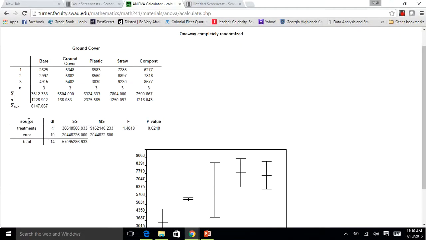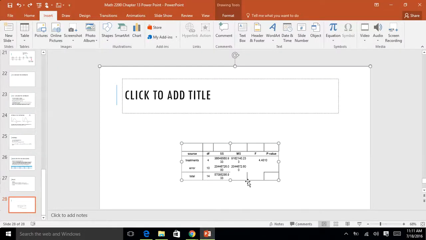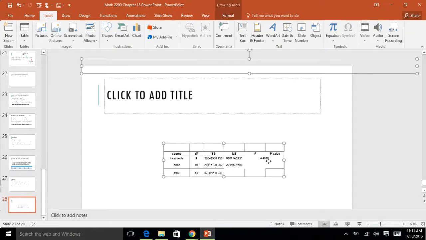Okay. So, I'm looking at my sources. I've got my whole table. So, degrees of freedom for treatments is 4. Degrees of freedom error is 10. I've got my SST, SSE, MST, MSE, my F value, and my P value, okay? So those are important. All right, I put them there. They don't look very good. So just be careful when you do that, they might not look that good. I'm going to go ahead and just take it off because it looks really bad. Go ahead and get rid of that slide.